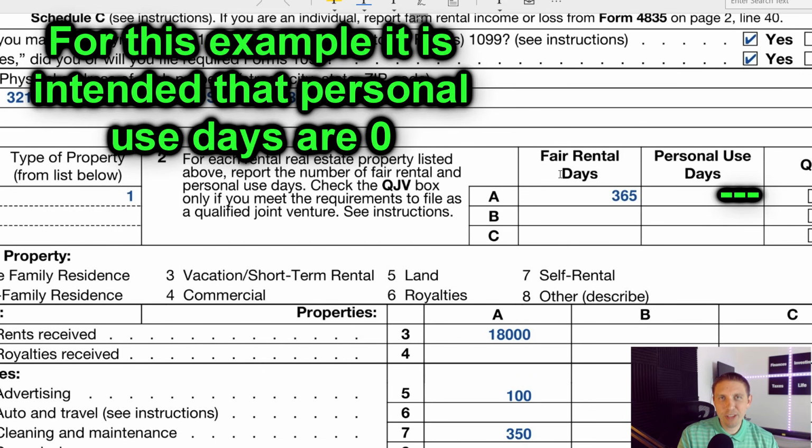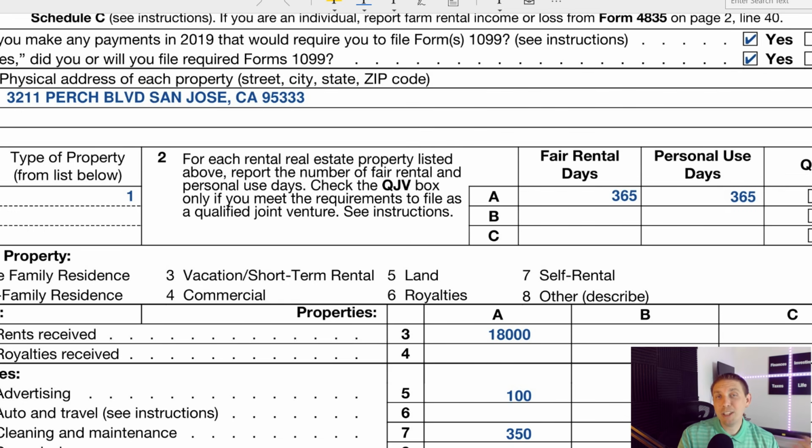Let's talk about fair rental days real quick, because this is really important in determining the deductibility of the expenses that go towards your rental property. If for whatever reason you don't have your property rented the entire year because you're using it personally, those days would not be counted as fair rental days. You're actually allowed to have up to 14 personal use days, okay? Personal use days, 14, got it? Before the expenses that you spend on your property start to lose some of their deductibility.